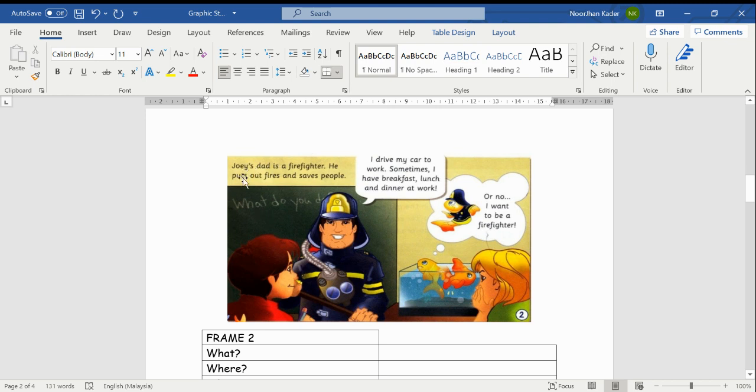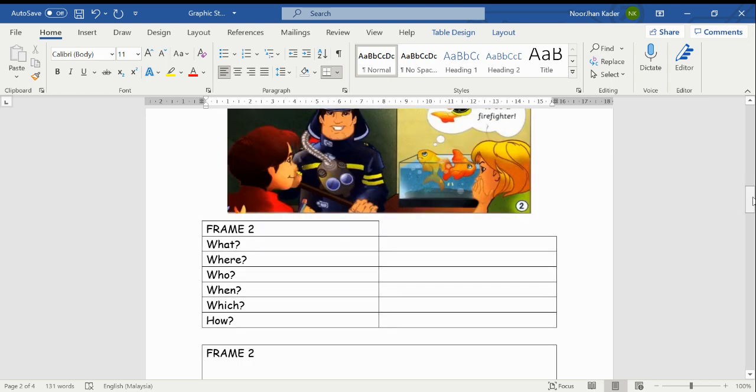Joey's dad is a firefighter. He puts out fire, saves people. Look at his speech: I drive my car to work. Sometimes I have breakfast, lunch, and dinner at work. And look at our little supporting character here, the goldfish. Again, the goldfish, not the orange goldfish, but the yellow goldfish. Oh no, I want to be a firefighter. Just now, it wanted to become a dentist. And now it imagines itself wearing a firefighter's costume, wanting to be a firefighter now.